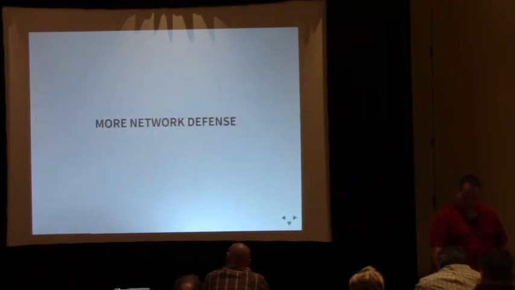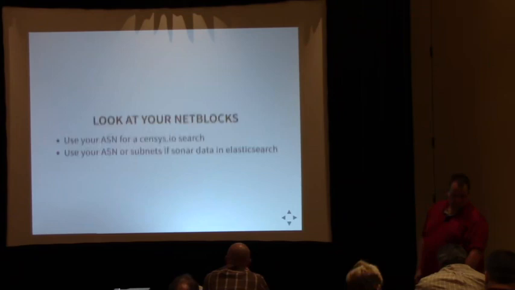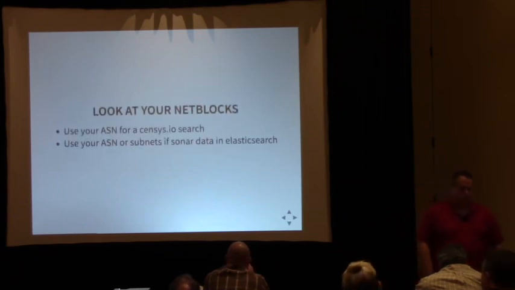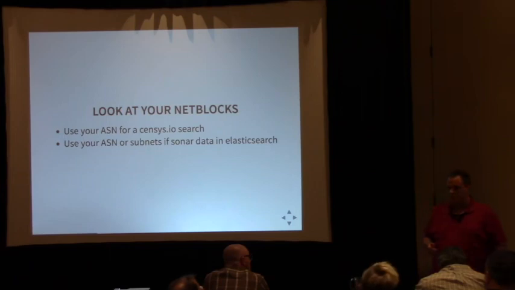So let's talk a little bit more about some network defense. It's actually network hygiene. The first one is to look at your net blocks. If you're using the Elasticsearch version or Censys.io, you can take your ASN and throw it in Censys and say, hey, Censys, what certificates have you seen in my ASN? So you can see what data someone outside of my network sees about my network.